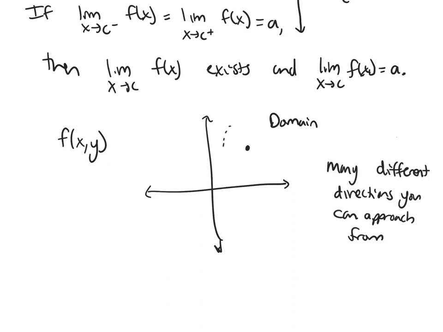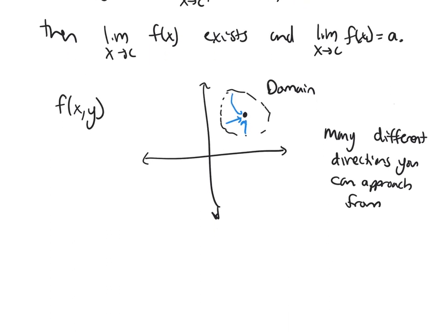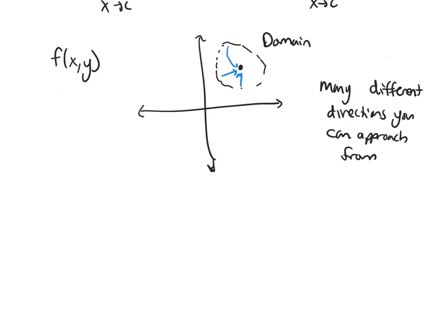Because we're in two-dimensional space, there's a lot of ways you can approach. I can approach from here. I can approach this way. You don't even have to approach in a straight line. You could approach that way. So it gets a lot more complicated when we're talking about functions of two variables, but we do have a lot of our same limit rules from before.